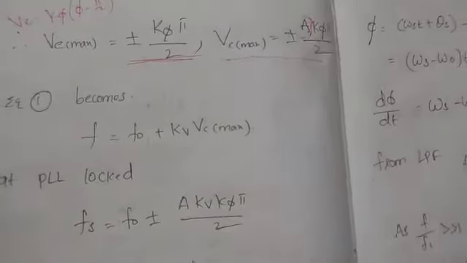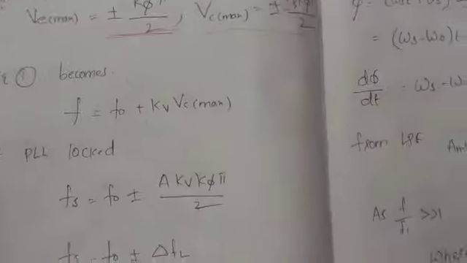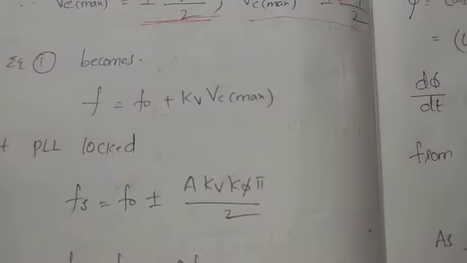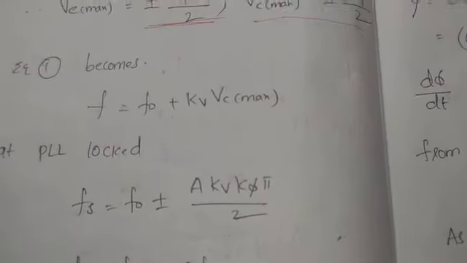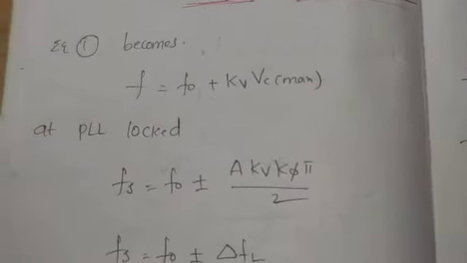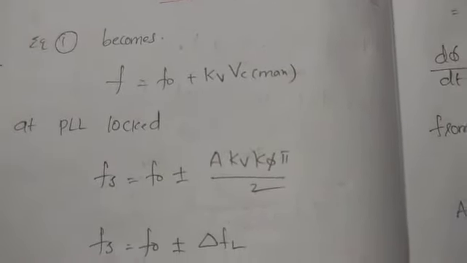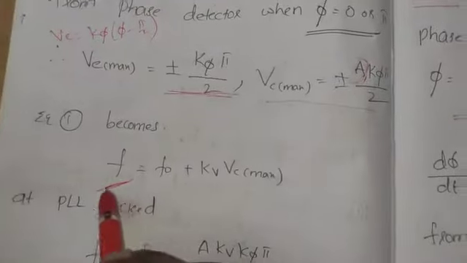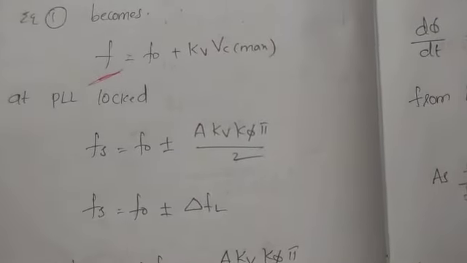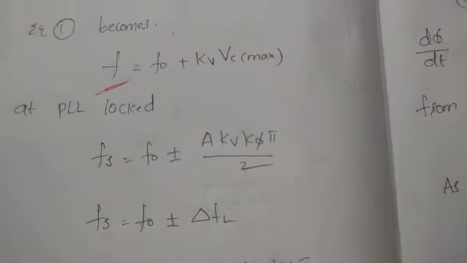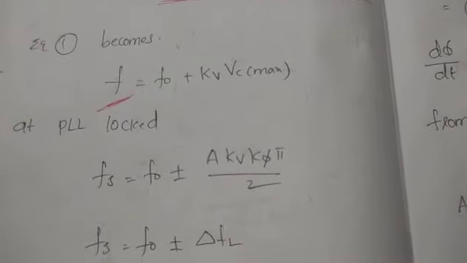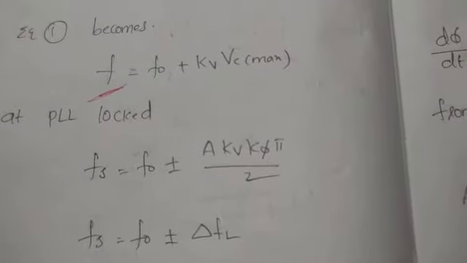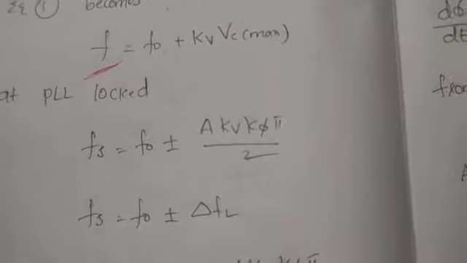Now equation 1 becomes, equation 1 is what we wrote here: F minus F naught plus KV into VC max. When the PLL is locked, the new frequency F is nothing but your Fs, the input frequency. So Fs equals F naught plus or minus KV into VC max. You substitute VC max in this equation, so you will get A KV K phi pi by 2.